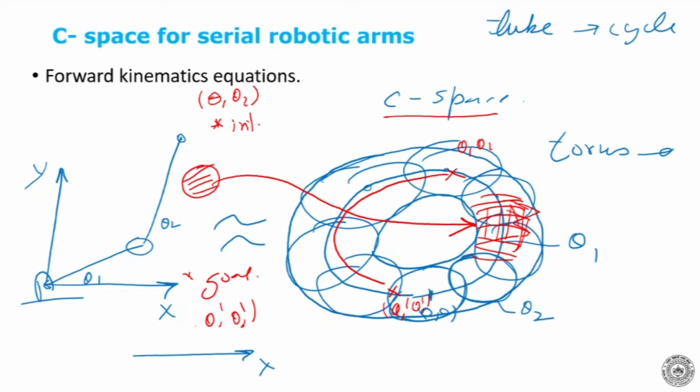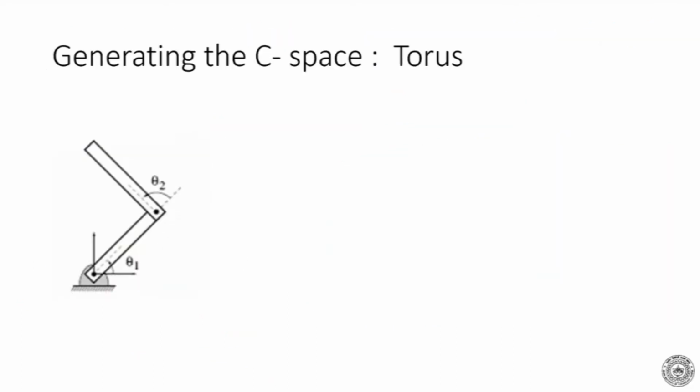Okay, so in the earlier case, it was very easy to say what was the shape of the object in the case of the mobile robot, because the C space and the Cartesian space, they looked alike, although they were different spaces. Okay, but here it's completely different. Okay, so let's look at this. How do we generate the C-space? Basically, I'm taking this two-link manipulator, L1, L2.